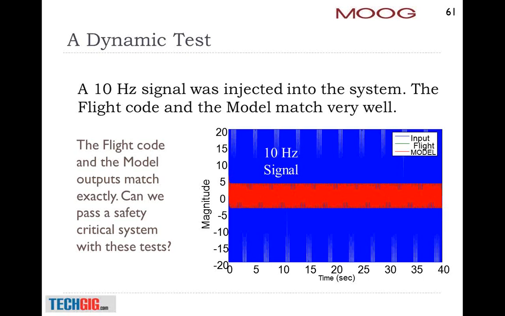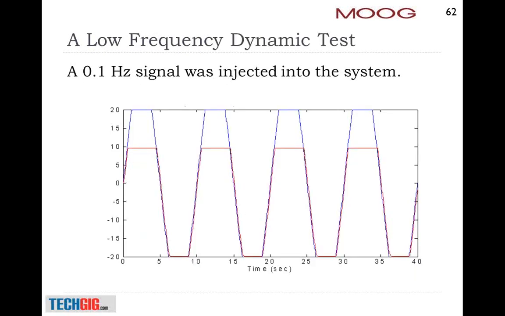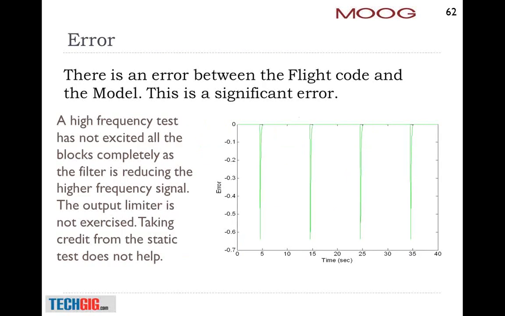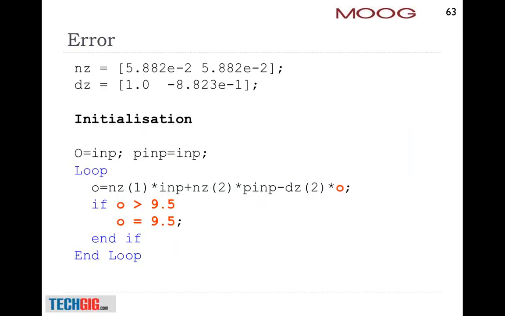So we said, okay, let us do some dynamic tests also. We ran a sinusoidal waveform with 10 Hertz. We ran through this, and the code and model were matching. We said, okay, something is not right. So let us run a small 0.1 Hertz waveform, do it very slowly this time, and then we realized that the output of the code and the model was not matching. And we had a small error.